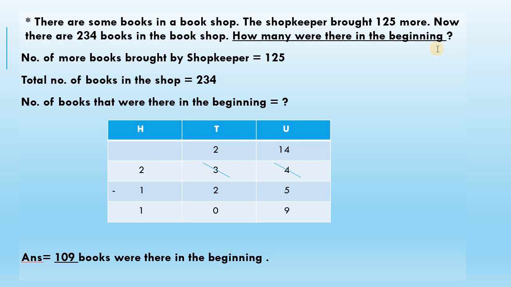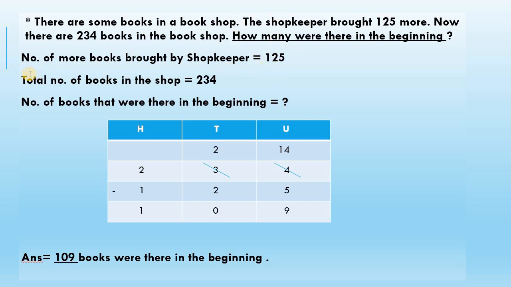There are some books in a bookshop. The shopkeeper brought 125 more. Now there are 234 books in the bookshop. How many were there in the beginning? Now here the total number of books is given to you and the shopkeeper has brought more books, okay? Now you have to subtract and find out how many were there in the beginning, okay? Again you have to write the bigger number first in the sum and then the smaller number.